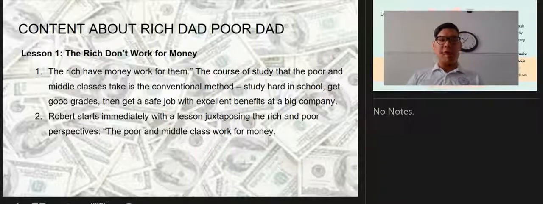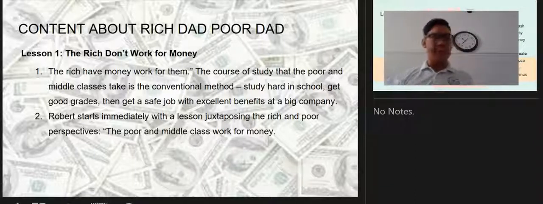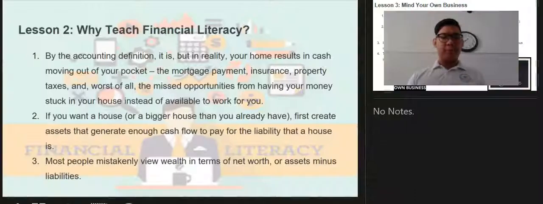The course of study that the poor and middle classes take is the conventional method: study hard in school, get good grades, then get a safe job with excellent benefits at a big company. Robert starts immediately with a lesson juxtaposing the rich and poor perspective. The poor and middle class work for money.